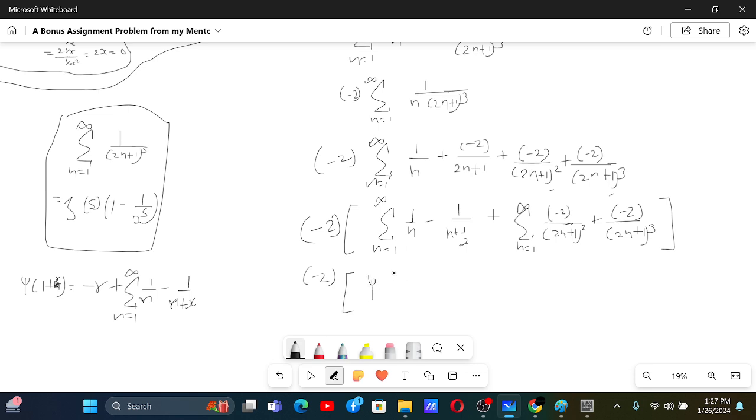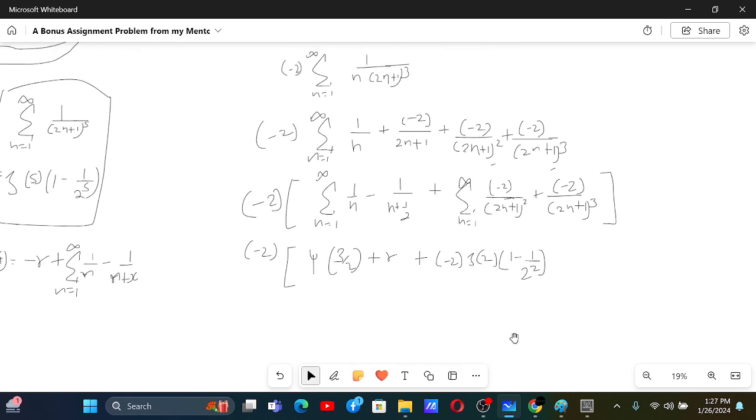The value will be digamma of 3 by 2, since x is 1 by 2 over here, plus the Euler-Mascheroni constant, and then minus 2 times Riemann zeta of 2 times 1 minus 1 by 2 square. Am I correct? Yes. And then the other one is minus 2 times Riemann zeta of 3 times 1 minus 1 by 2 cube.